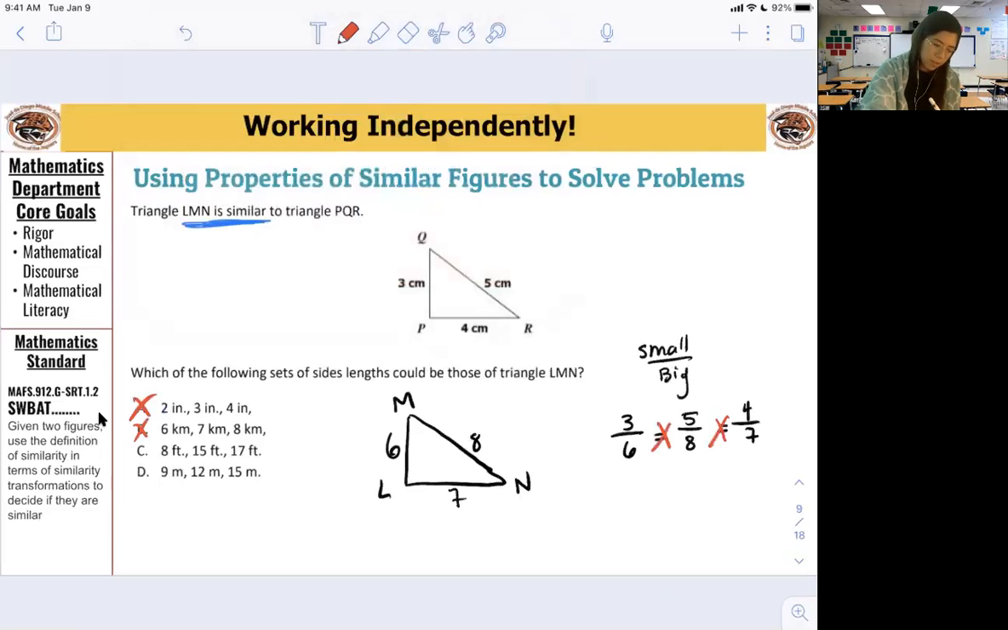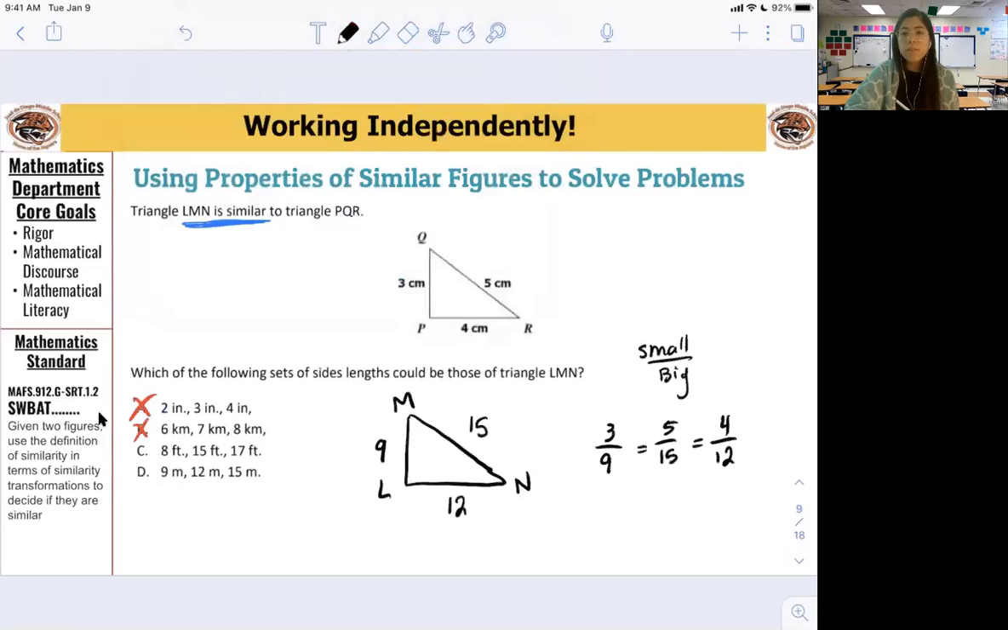Can I guess what the answer is? I want to guess it's D. You think it's D? Let's check. Yes, because all numbers have a common factor. So that would be 9, 12, 15. So that would be 3 over 9, 5 over 15, and 4 over 12. That is a scale factor of 3, because all of these fractions simplify to 1/3. So this is the only one that has proportional side lengths. All the rest of them do not.